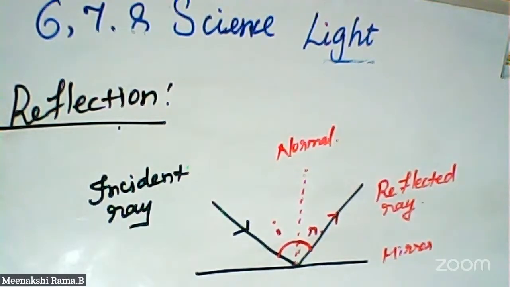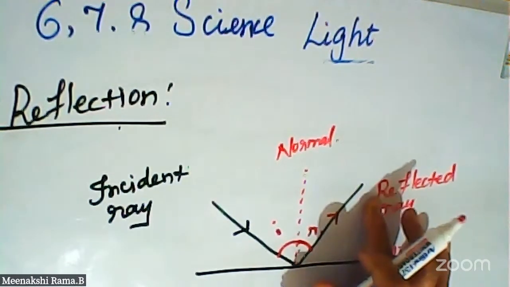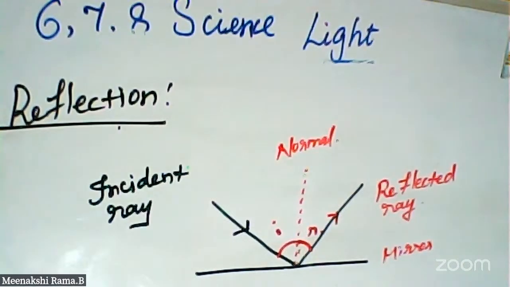The incident ray is the light ray in the medium falling on the shining surface. The reflected ray: after falling on the surface, the ray returns into the same medium. So this ray is called the reflected ray. Understand? When I draw the center line, this is called the normal: an imaginary line perpendicular to the reflecting surface at the point of incidence.